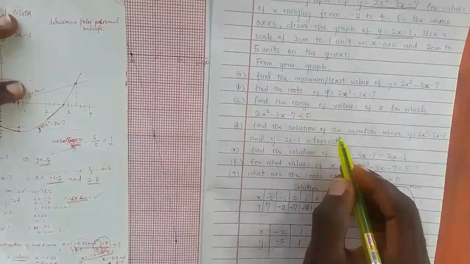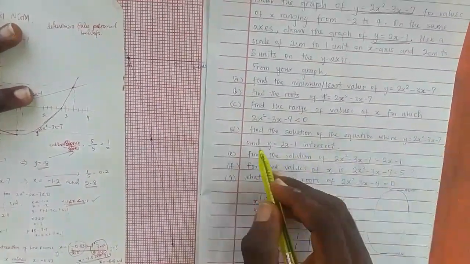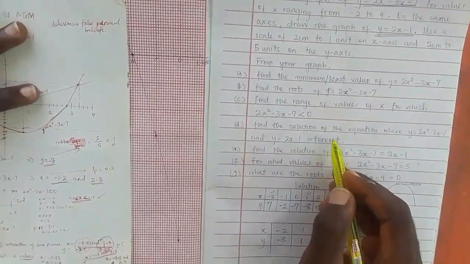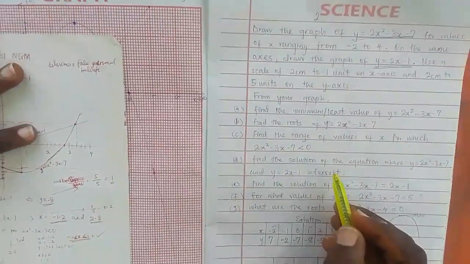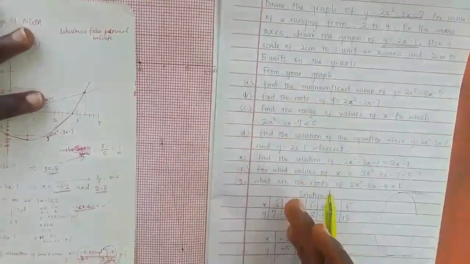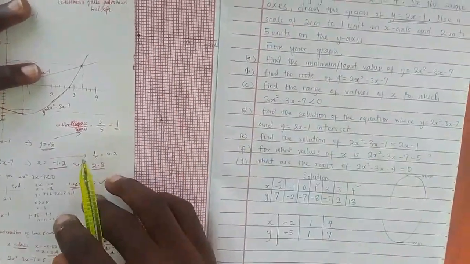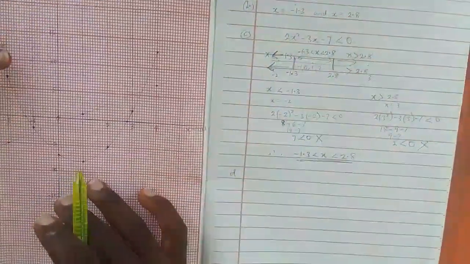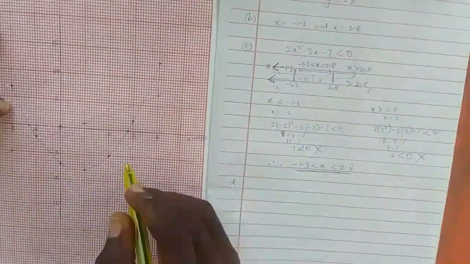Question D says, find the solution of the equation where y is this and y is this intersect. That's like having simultaneous equations. At their points of intersection, we find the x values and use them to find their corresponding y values. So let's find the points of intersection of the curve and the line.